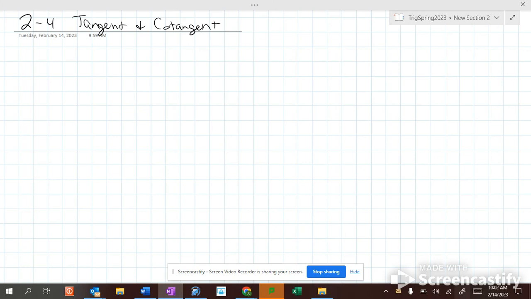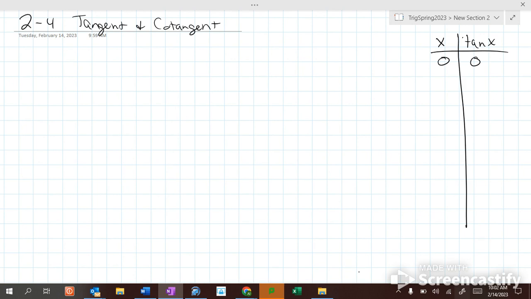So, I'm going to make a little XY chart. X, tangent of X. Okay. At 0 radians, what's the tangent of 0? It is 0. Okay. What about at pi over 4? What's the tangent at pi over 4?